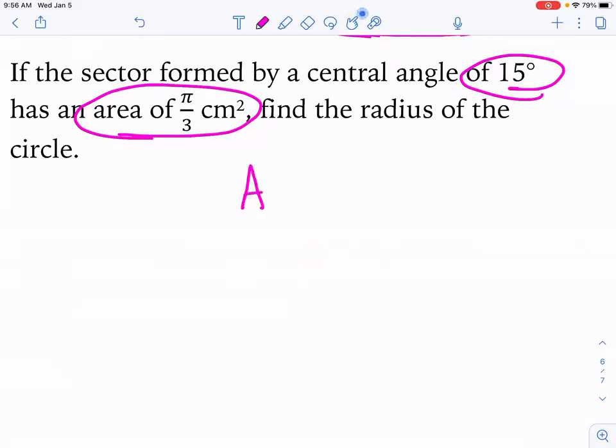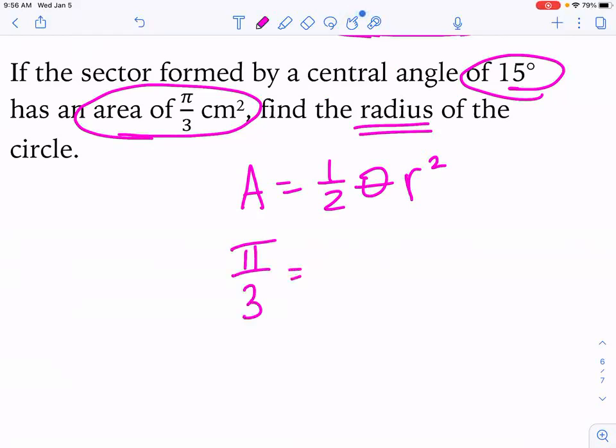So our area formula is 1/2 theta r squared. Remember, theta has to be in radians, okay? And this time we're actually looking for the radius. So we know that our area is pi over 3. We are looking for our radius, but I can't use 15 degrees. I need to use a radian measure. So please go ahead and convert that degree for me.